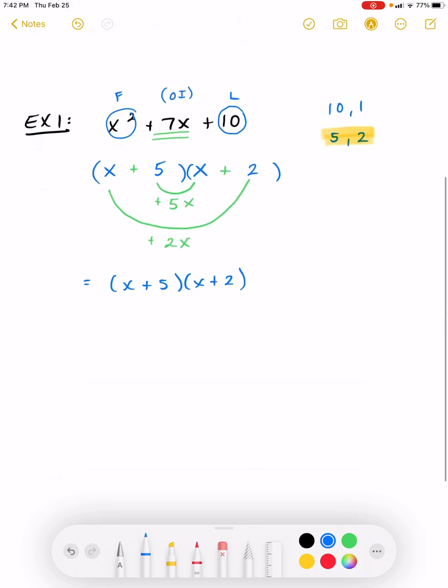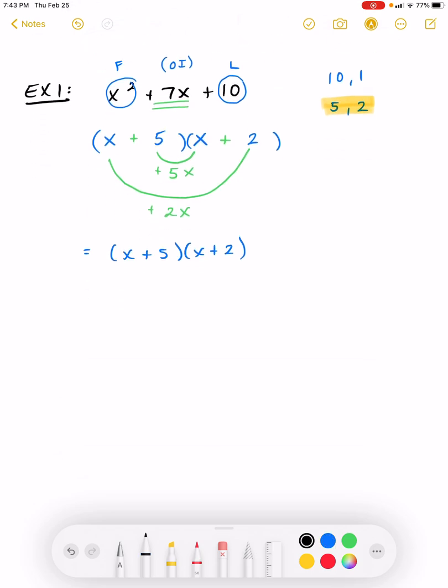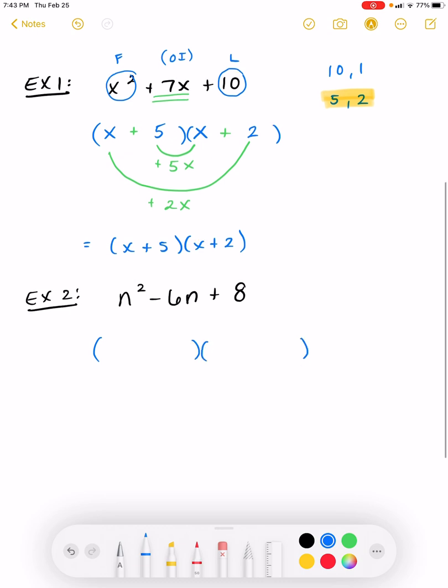And so that's what we're looking at doing, splitting things into factors, but doing it algebraically, which means we're going to have x's. So the next one that we looked at in class was something like n squared minus 6n plus 8. Okay, so again, let's go ahead and split this into our two factors.